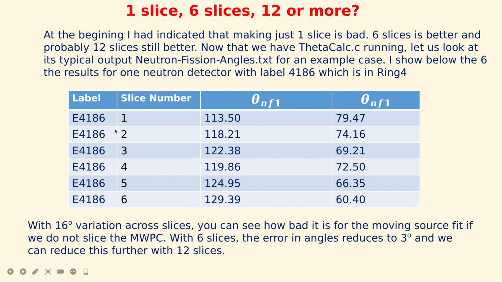I take one example, the label 4186, this particular detector, and look at the variation of angle across my 6 slices. Slice 1 had 113 degrees, and this one is 129. So you see that there is a difference of 16 degrees between the first slice and second slice. If you had made only 1 slice, there would have been a 16 degree variation. You can see it would have been pretty bad for the moving source fit if we don't slice. With 6 slices, the error in angle is reduced to only 3 degrees. And if you want to reduce the error still further, you can even work with 12 slices.